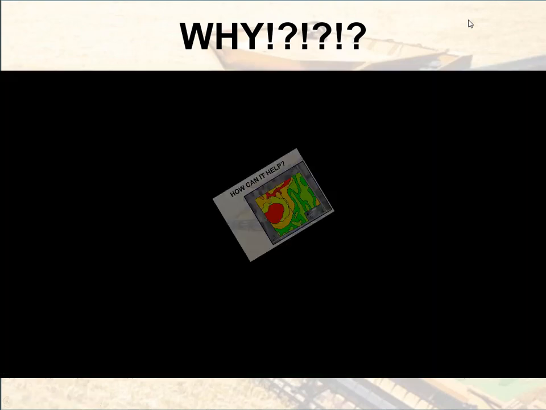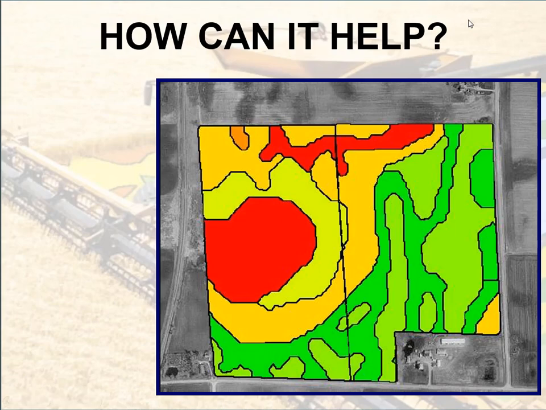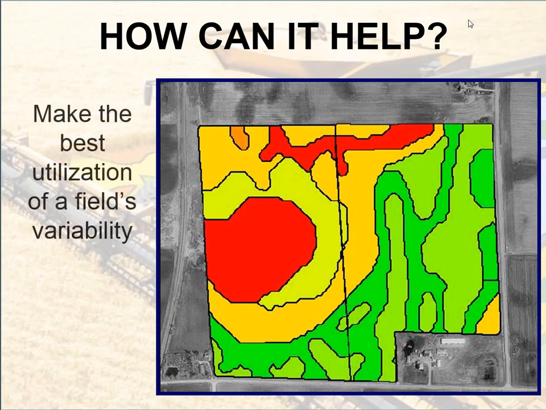So it does give you some perspective of why we need to worry about precision ag and why it's so important in what we're doing. So the biggest question a lot of people ask is, what can precision ag do for me? How can it help? Well, the best way it does, and we've alluded to it earlier, it allows us to take a look at a field's variability and try to make the best utilization of it.